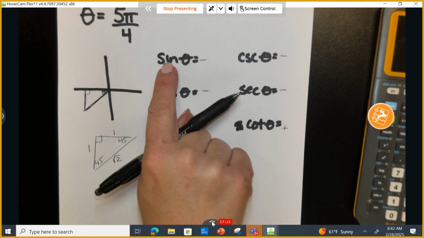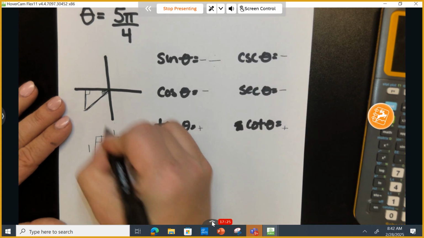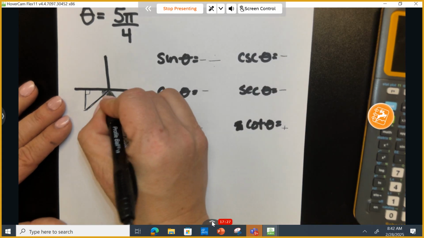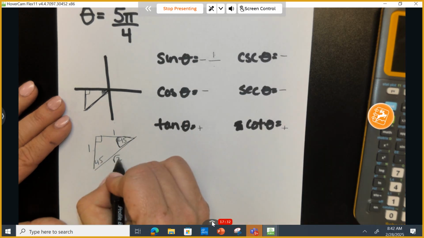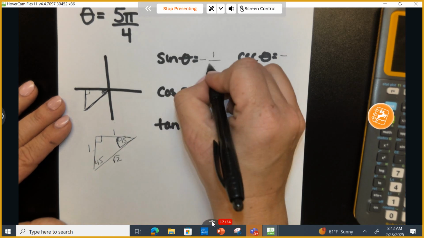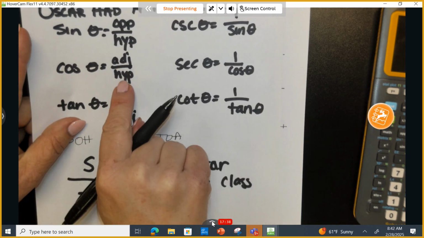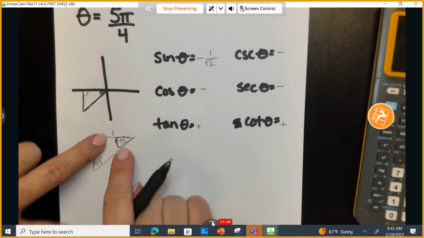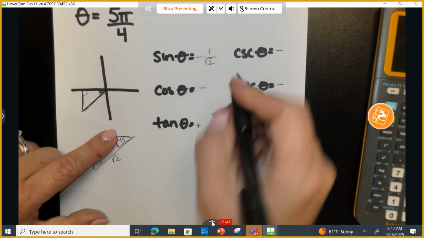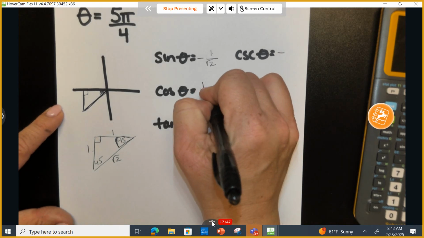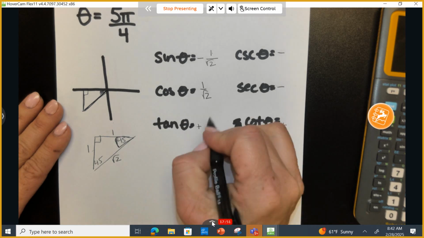Okay, ready? I know sine is a ratio of opposite over hypotenuse. This is my angle right here. It's this interior angle closest to the origin. Opposite is 1, and the hypotenuse is across from the 90-degree angle. I know cosine is adjacent over hypotenuse. Well, adjacent means it helps create the angle, but it can never be the longest side. So 1 over the hypotenuse. I know tangent is opposite over adjacent.